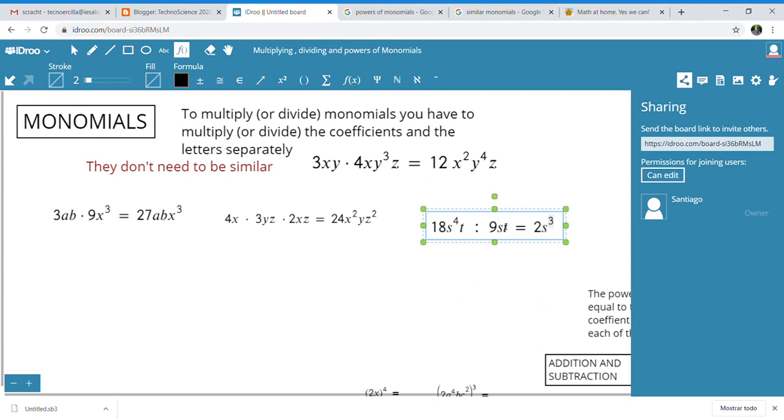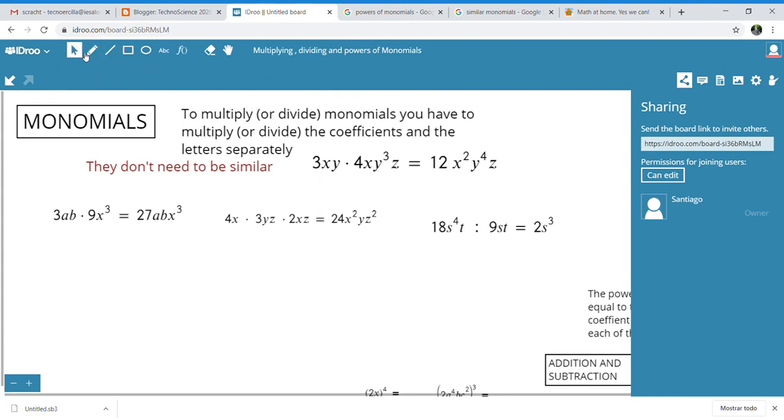And now, what is the division between t and t? t divided by t is 1, or it is t to the power of 1 divided by t to the power of 1. 1 minus 1 is 0, so t to the power of 0 is 1. We don't write 1. So the solution is 2s cubed.